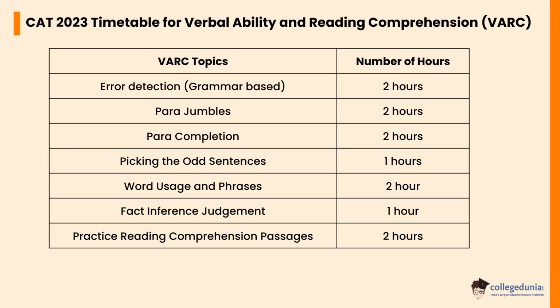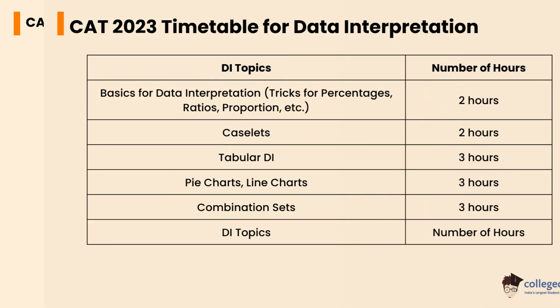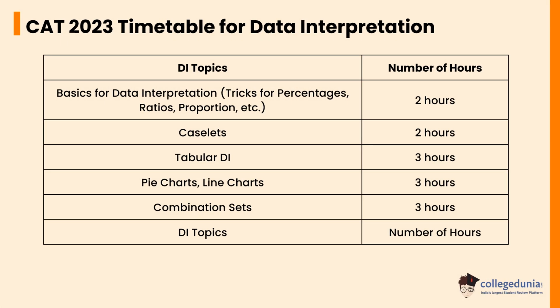Let's check the CAT 2023 timetable for verbal ability and reading comprehension. You can give 2 hours for error detection, para jumbles, para completion, word usage and phrases. You can give 1 hour for picking the odd sentence, fact, inference, judgment, and give 2 hours for practicing reading comprehension passages.